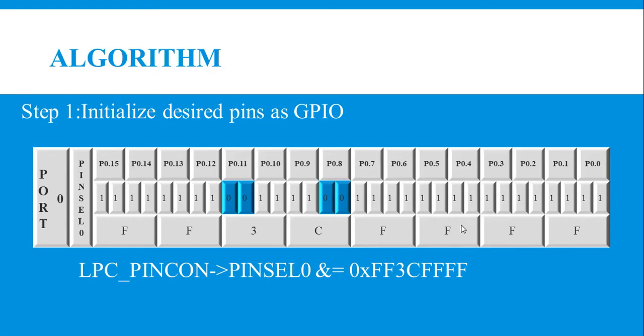The corresponding value in hexadecimal is 0xFF3CFFFF. Here 0x indicates it's a hexadecimal number. So this value is going to be ANDed with the original content of the pin selection 0 register to ensure only the 11th pin and 8th pin are altered as general purpose input output pins, whereas the rest of the pin functionality isn't disturbed. And this pin selection register 0 comes under the pin configuration structure.